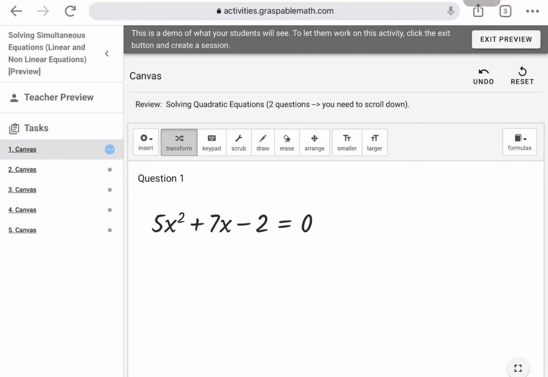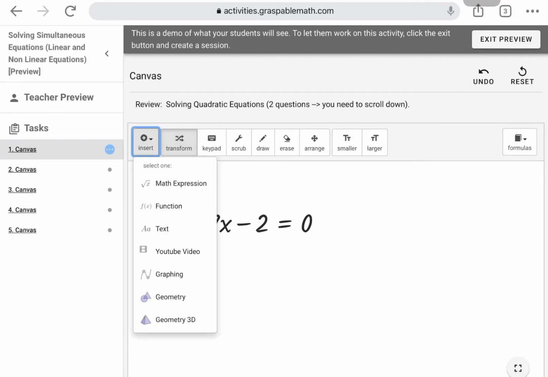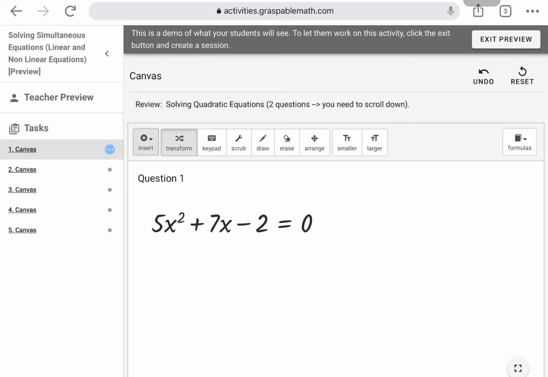This is the look of the canvas when you join Graspable Maths activities. Let's see some buttons that you probably will need. Transform: you can move each term from side to side or tap the equality sign to move the sides together.